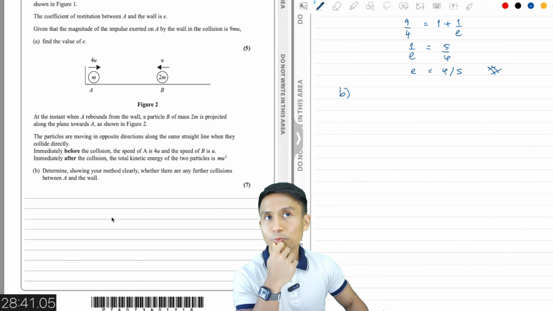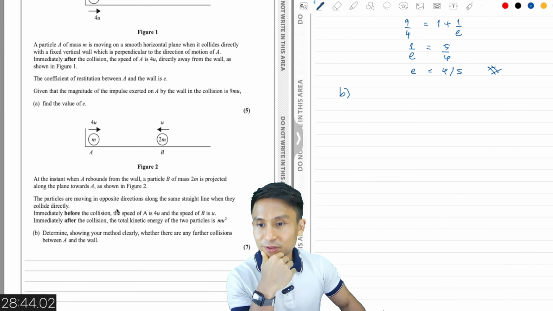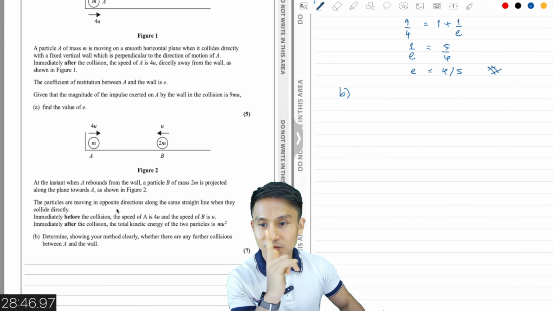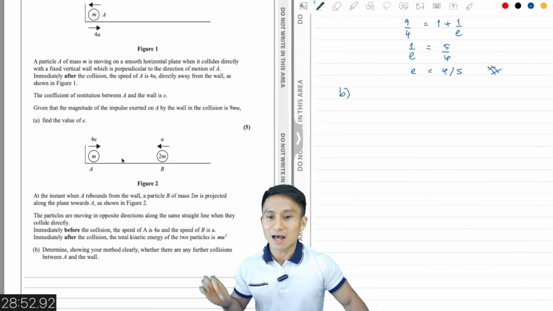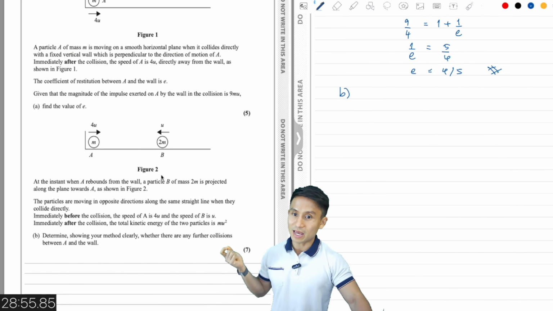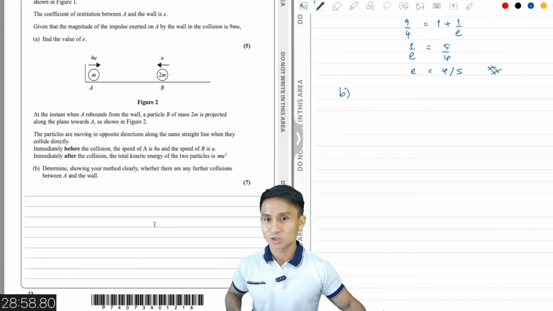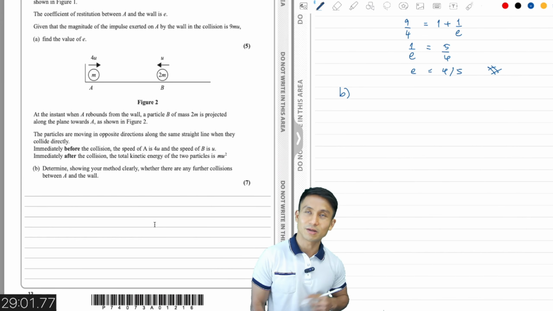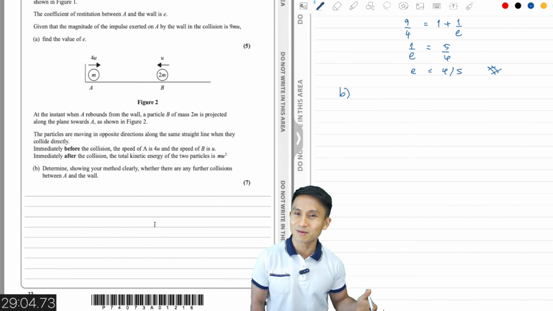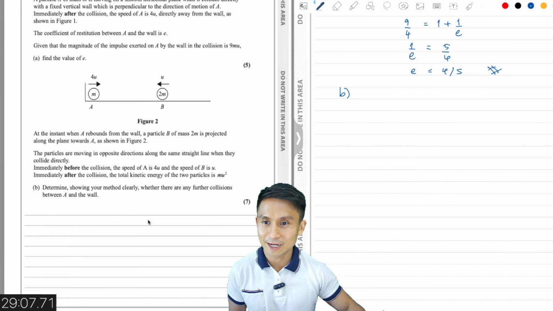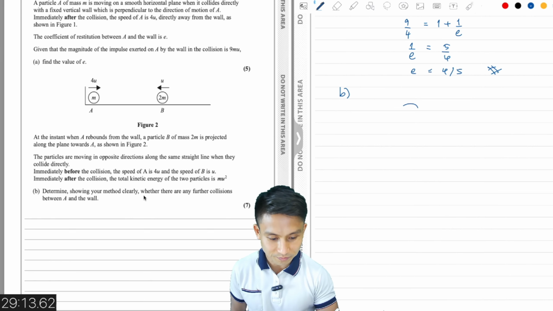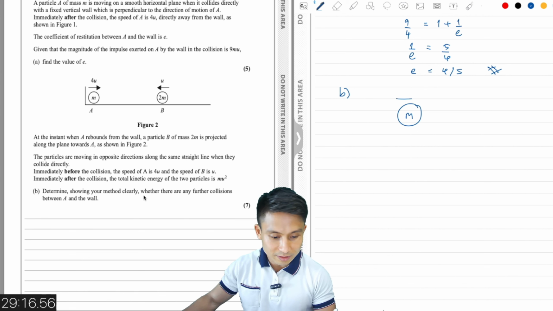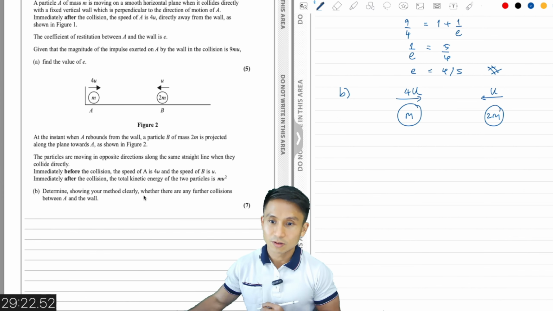Right, so if there's any further collision between A and the wall, it means that A must go to the left because the plane is smooth here. So only a little speed after the collision with B will allow A to meet the wall again, collide with the wall again. So we just do the conservation of linear momentum between A and B, and that will allow us to find the direction of A after the collision. All right, so now A is heading towards B, like that.